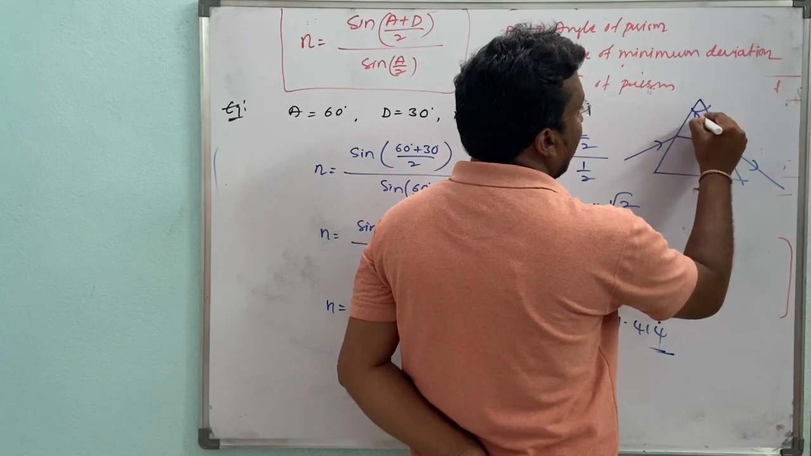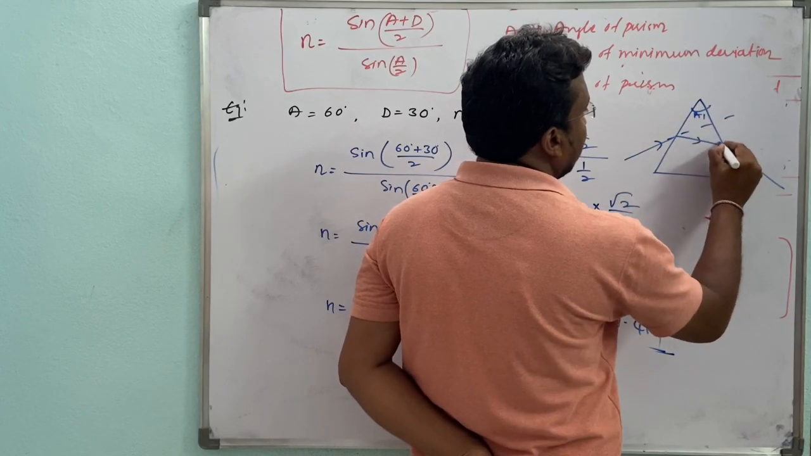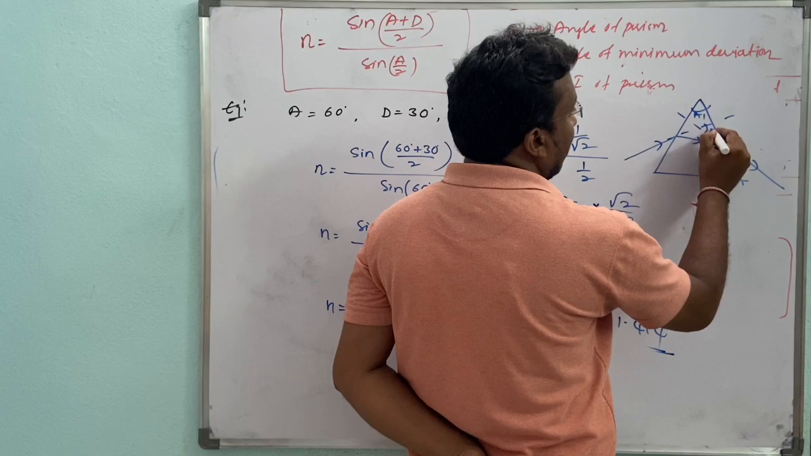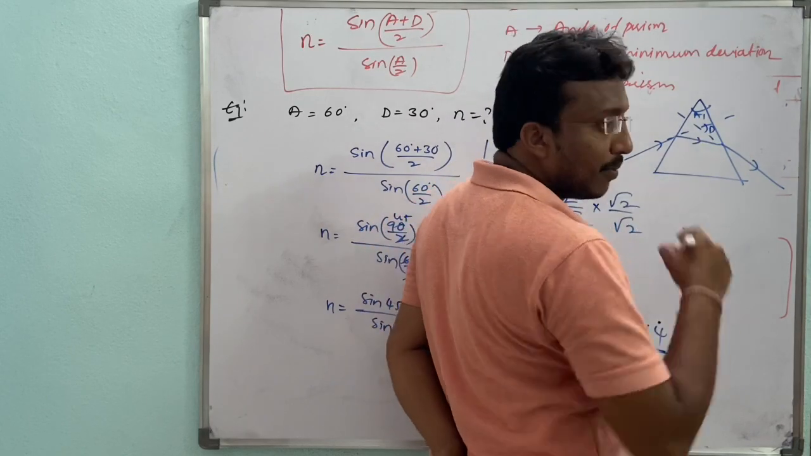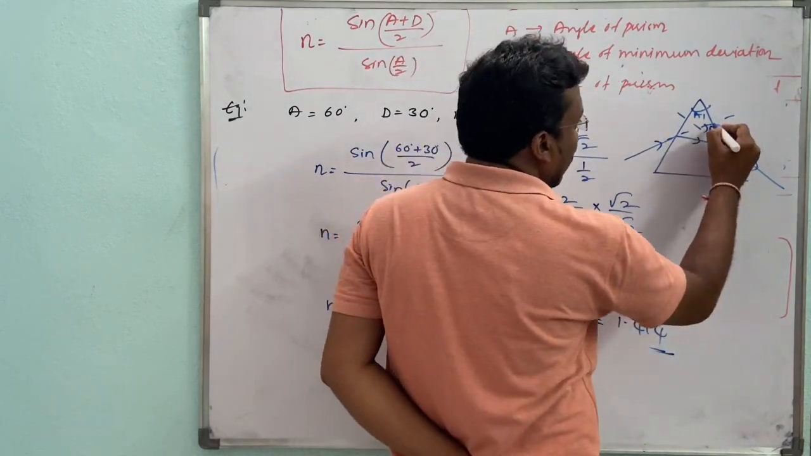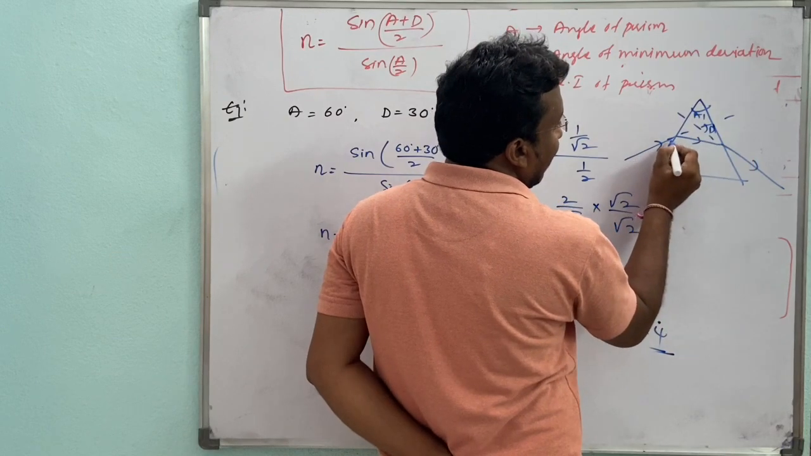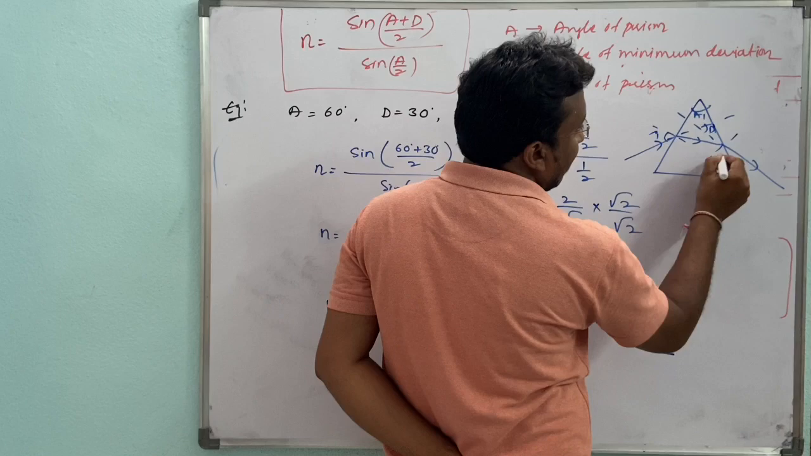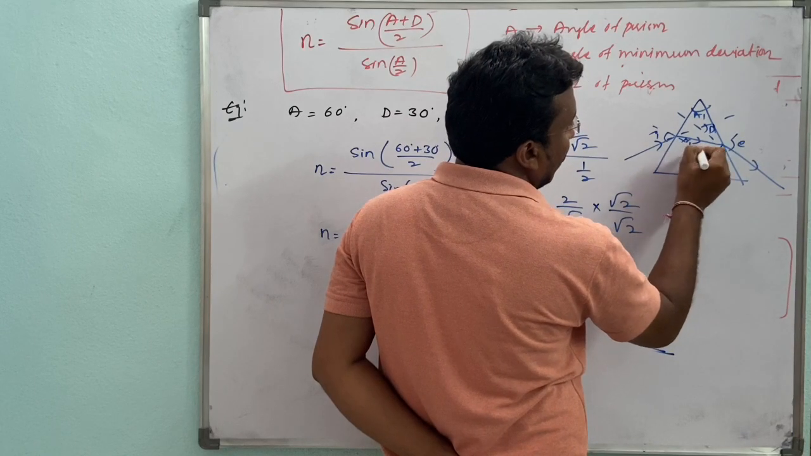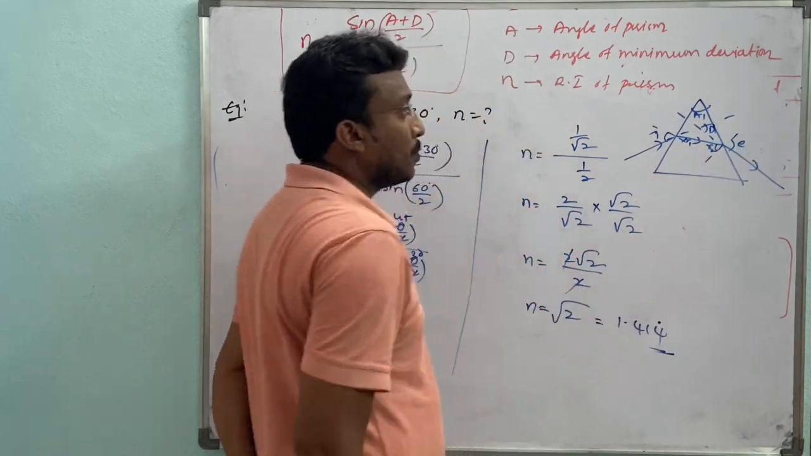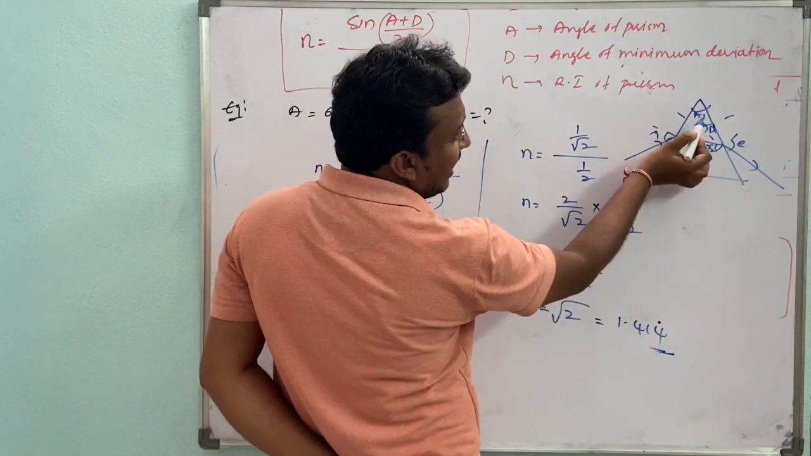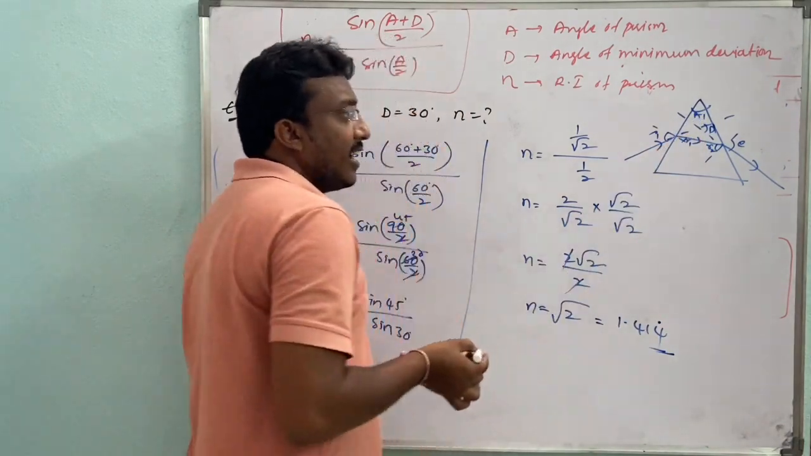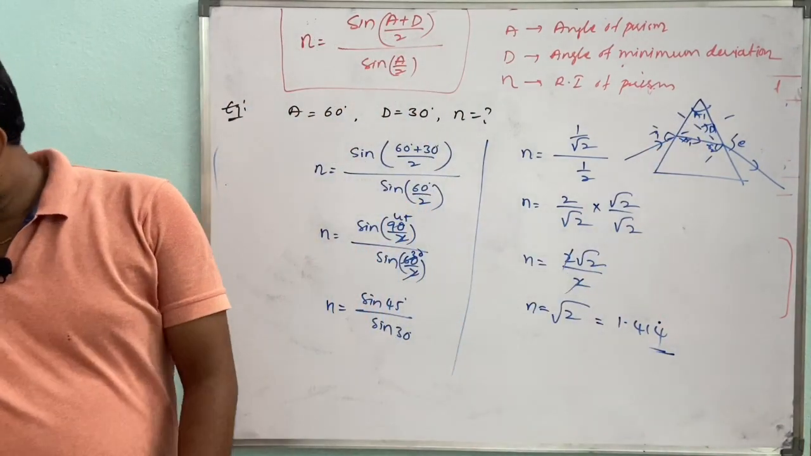Okay, angle of incidence, angle of deviation, for example minimum deviation. You can take it as deviation, and then normal, incident angle, emergent, R1, R2. Then is there any relation between A, D, I, E?